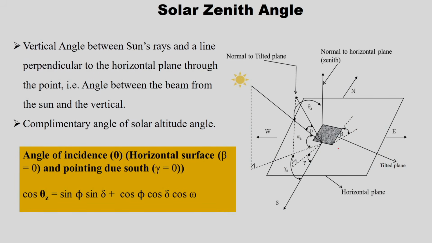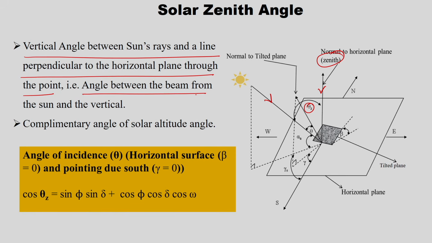And then solar zenith angle: the vertical angle between the sun's rays and a line perpendicular to the horizontal plane through the point. So, this is the line which is normal to the horizontal plane, and then this is the line of the sun's rays. The angle made between these two lines is called the zenith angle, or the angle between the beam from the sun and the vertical. Vertical is nothing but zenith. It is a complementary angle of the solar altitude angle.